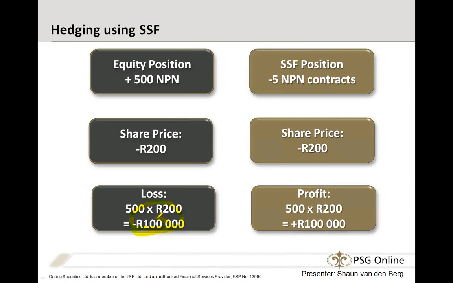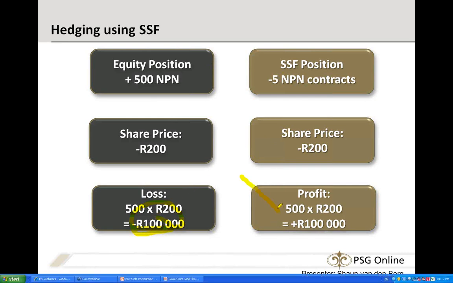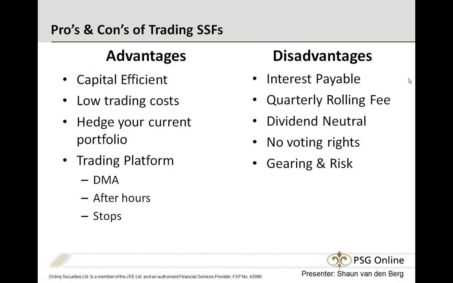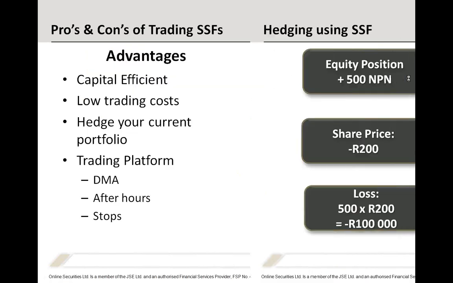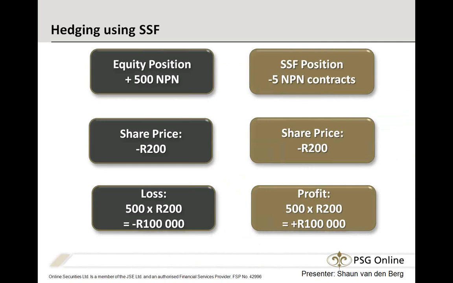And usually when we talk about a 20% drop on the stock market, we talk about a crash. So what do you do now to compensate for that potential loss? You take out five contracts. Remember, five contracts equal 500 shares. So if the share price drops by 200 rand, what you lose on your equity side, you make up on the single stock futures side. That's what we mean by hedging your losses. An ideal hedge would be a situation where you're not actually losing any money. You might be paying some brokerage, etc.